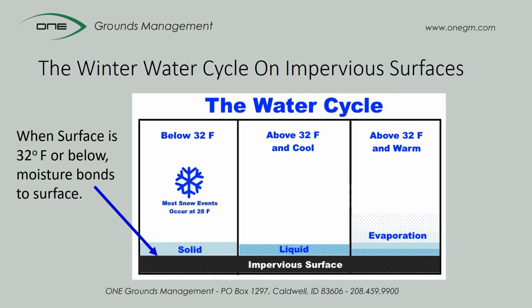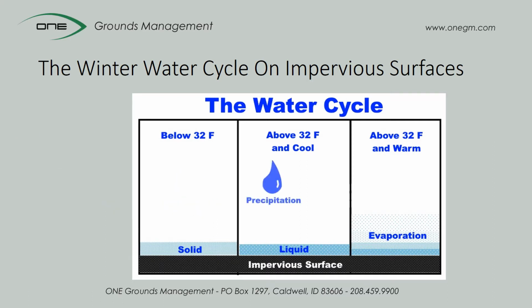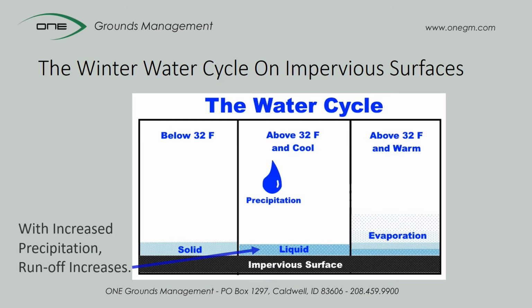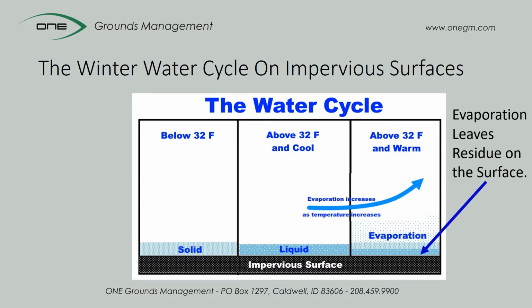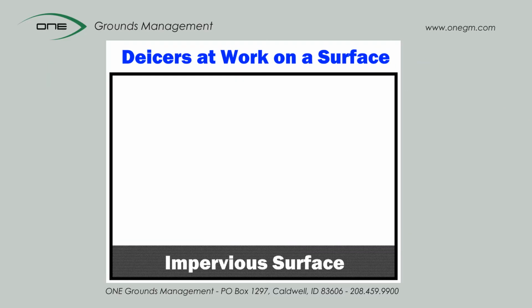If the surface is warmer than 32 degrees Fahrenheit, increased precipitation causes increased runoff. When the surface or ambient temperature is above 32 degrees Fahrenheit and warm, evaporation occurs and residue is left behind on the surface.